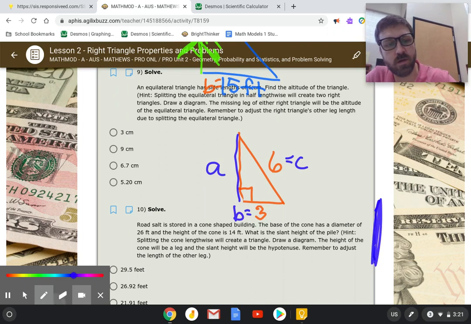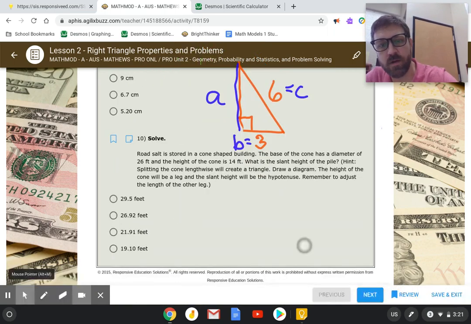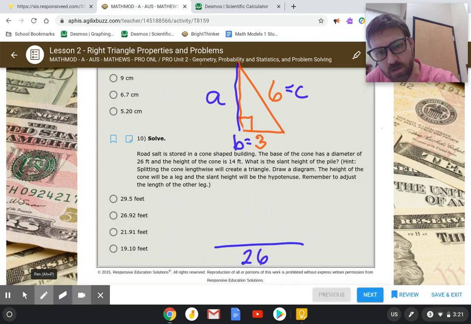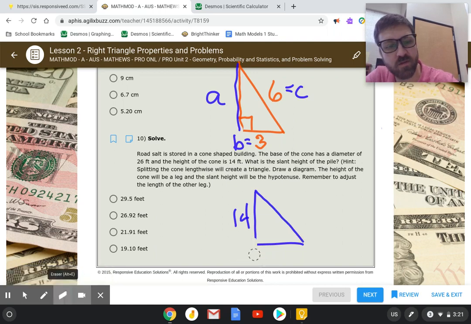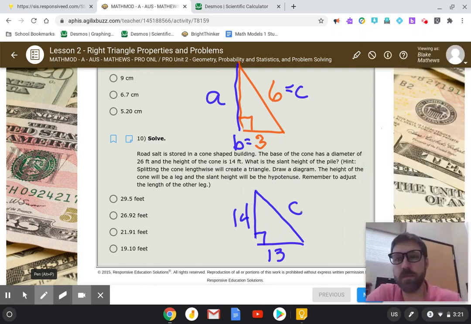All right, road salt is stored in a cone-shaped building. The base of the cone has a diameter of 26 feet, and a height of 14. Splitting the cone lengthwise will create a triangle. That's right here. So in other words, we're getting rid of half of this 26. So if we get rid of half the 26, then we're looking at 13, and we're looking at a right triangle. And so then it looks like we're trying to figure out the length of C. So I'll let you finish that one out using the Pythagorean theorem. And that's it for this lesson.